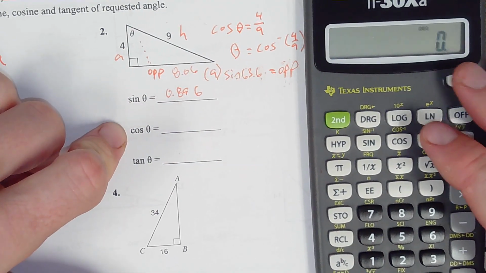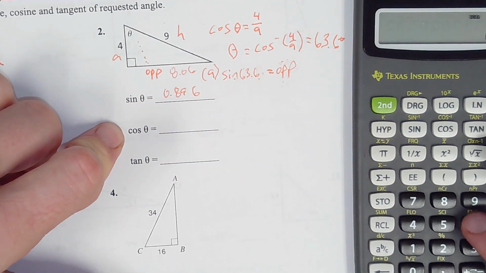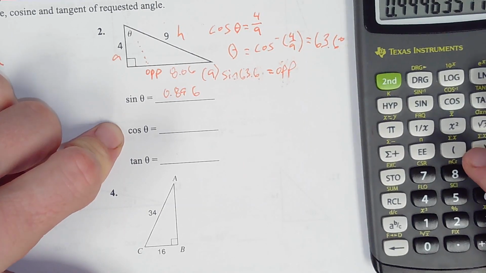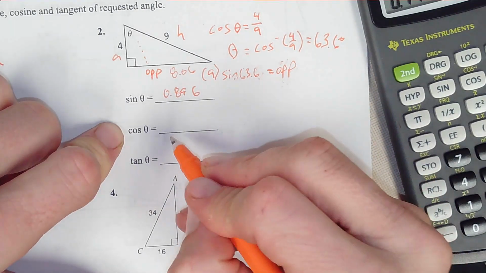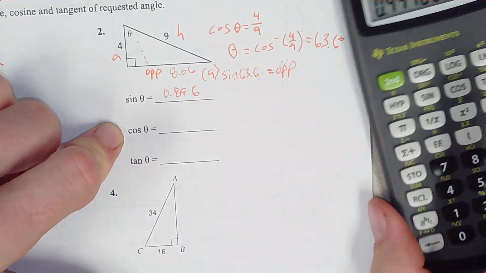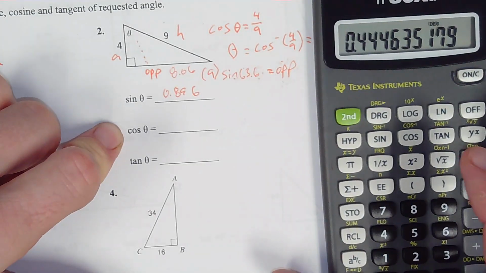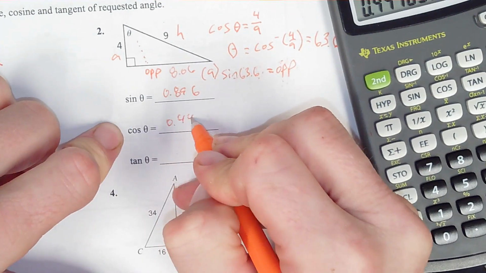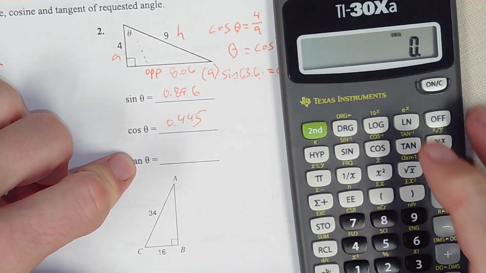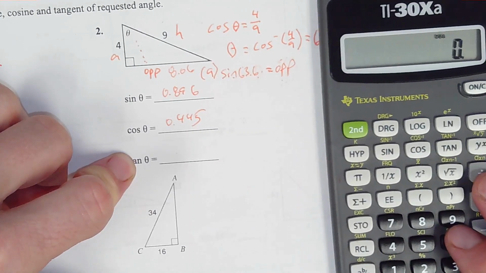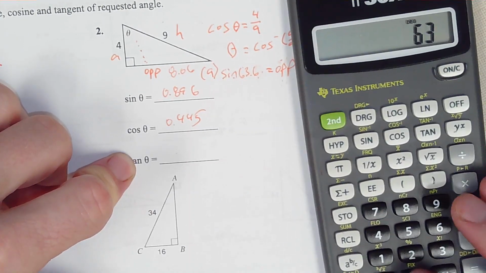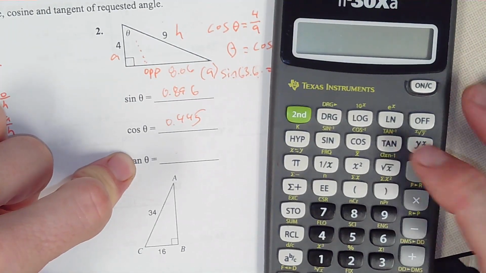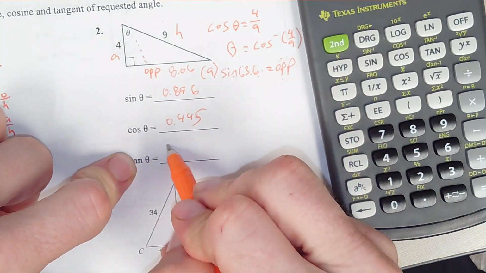So take 63.6 and press the cosine. That's going to be, well, we already figured it out. That's the cosine of 4/9, which is 0.445. And then the tangent of theta. 63.6 degrees is our theta, and the tangent of that is 2.01.